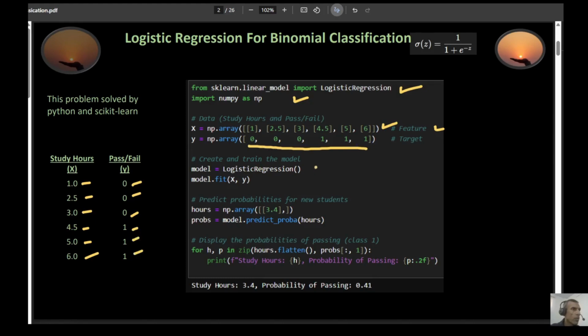Then I call my model over here. I train my model. And then I give a sample value, 3.4. And I ask, predict me the probability of this guy passing when his score is 3.4. And then I print my probability right here. And it prints out the probability of passing is 0.41. So this is how it's done in the scikit-learn package. Now I'm going to explain to you the theory, the math that is happening behind the scenes.